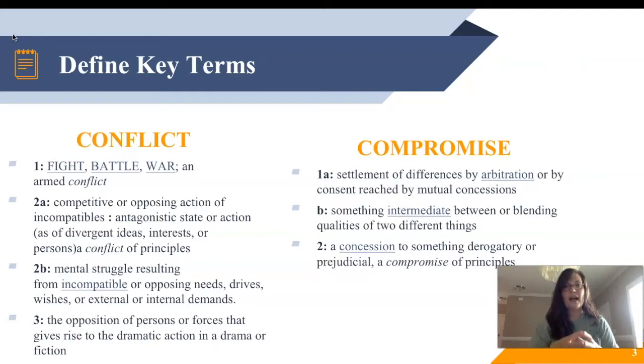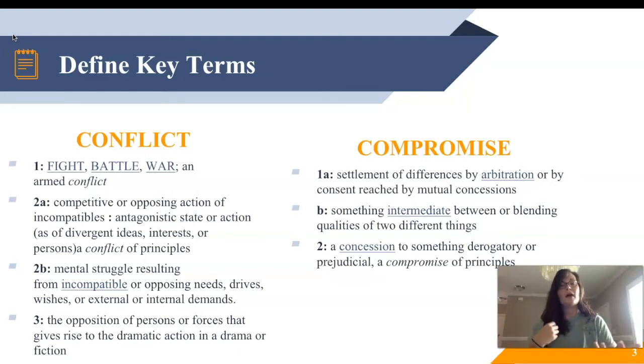Compromise could be defined as the settlement of differences, reaching a common consent or a mutual understanding, something that falls in the middle, something intermediate between or blending qualities of two different things. So how are we going to meet in the middle and combine those ideas? Or it could be a concession, something that really comes together. Where is that middle ground? Where is the color gray in my understanding of black and white?